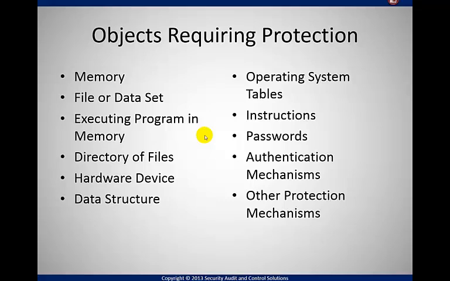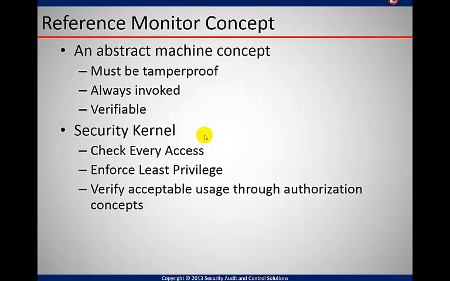As you can see, there are memory, files, data sets, programs in memory, directory of files, hardware devices, and there you have your hardware abstraction layer in the operating system, data structures, operating system tables, which are very critical, instructions, password files, authentication mechanisms, and other protection mechanisms. Now, the reference monitor concept is an abstract machine which must be tamper-proof, always invoked, and verifiable. The security kernel, though, checks every access and enforces least privilege. It verifies acceptable usage through authorization concepts.